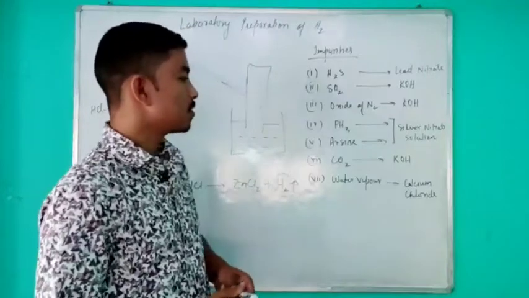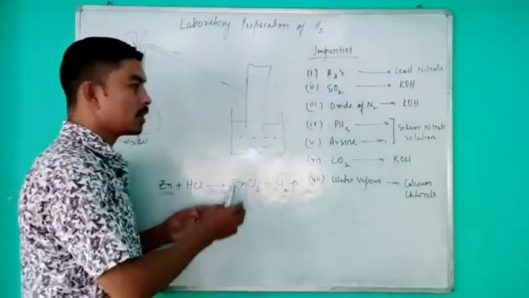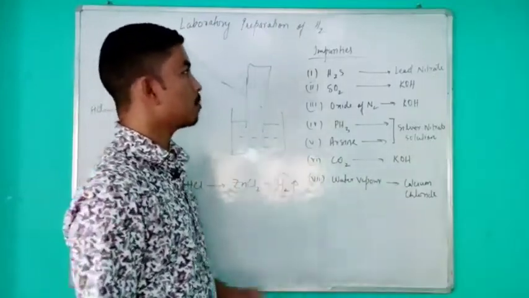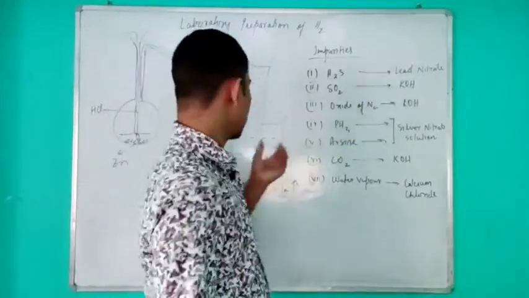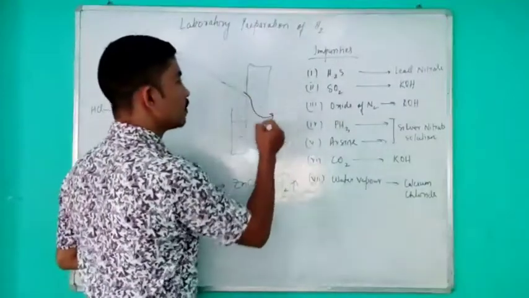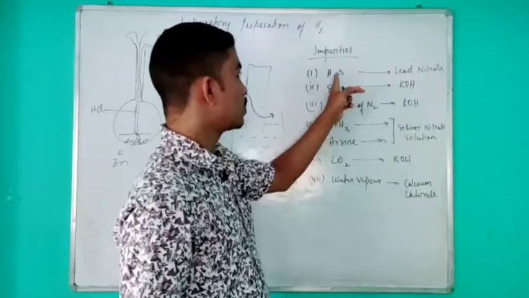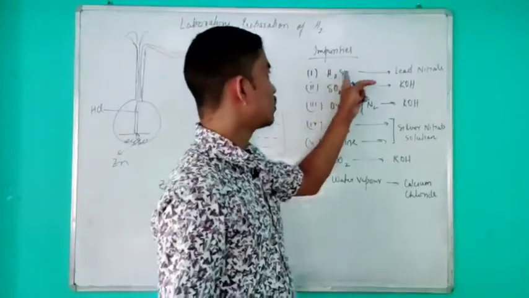But there is nothing to worry about, because each of these impurities can be removed by passing the gas through a certain solution. So to purify this, what can be done? This hydrogen gas can be passed through each solution, which will absorb a definite impurity. If the gas evolved is passed through the lead nitrate solution, it absorbs the hydrogen sulfide.